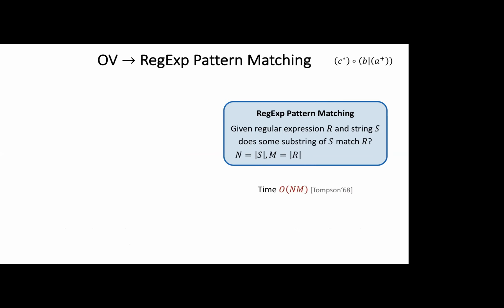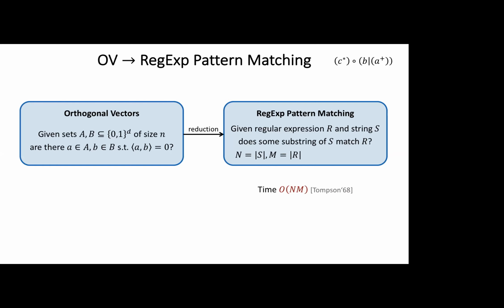So I'm sure you all know regular expressions. This example here in the top right matches all strings that start with some number of C's followed by either one B or some positive number of A's. And in the pattern matching problem, you are given a regular expression R and a string S, and you want to know whether some substring of S matches R. This is what we do in the bash if we do some regular expression matching. And it's known since the 60s that this can be solved in quadratic time, or the string length times the size of the regular expression, meaning the number of operations in the regular expression.